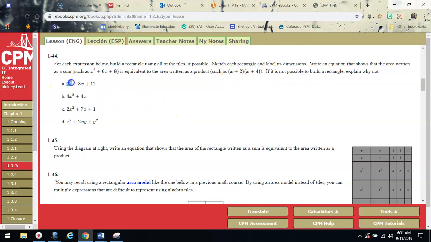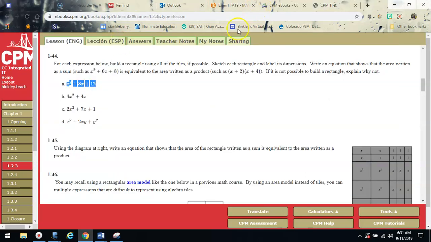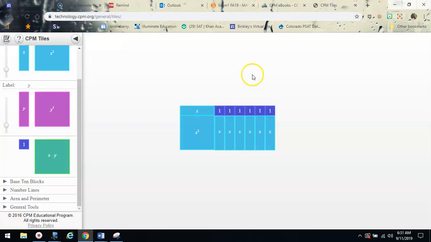So let's take a look at A. A says that we have 1x squared, 8 x's, and 12 ones. So we have my x squared, but this time we have 8 x's and 12 ones. So I had 8, 9, 10, whoops, 11, 12. So how am I going to make this work?